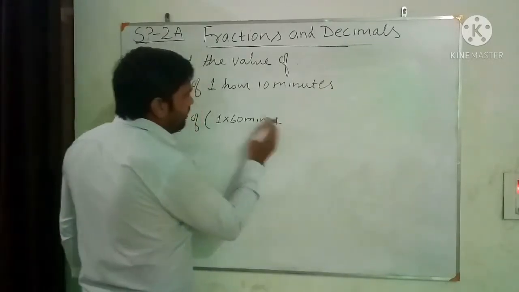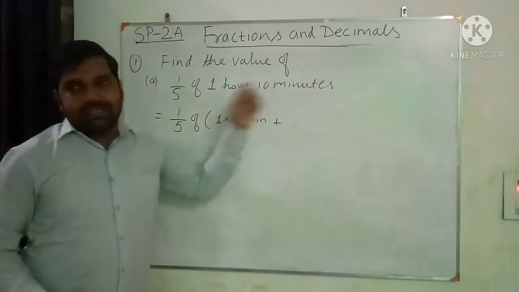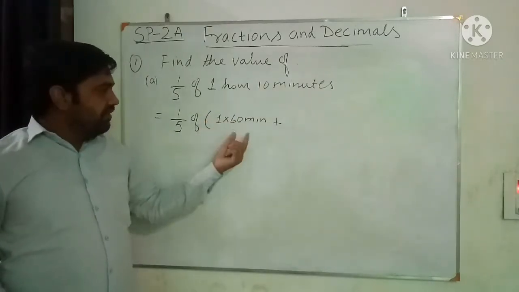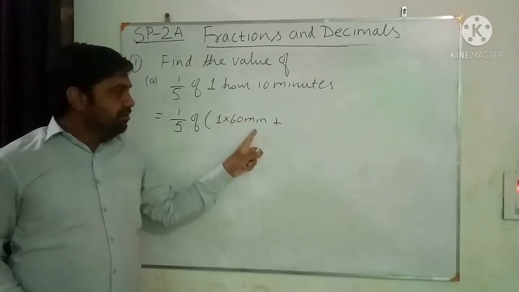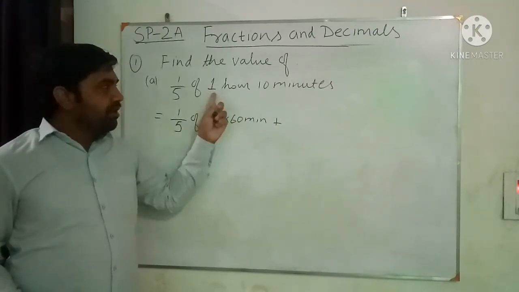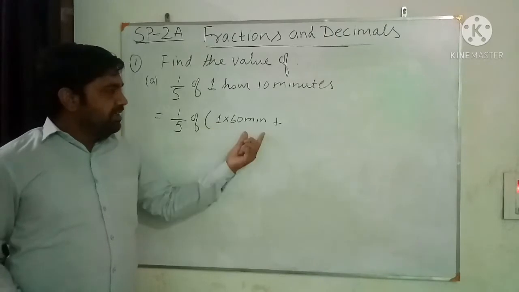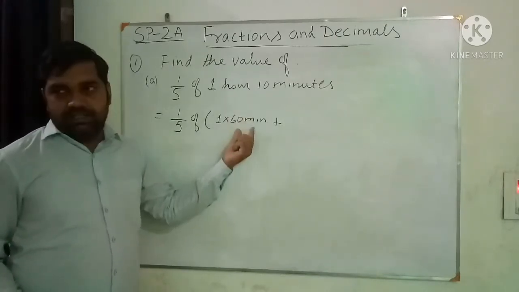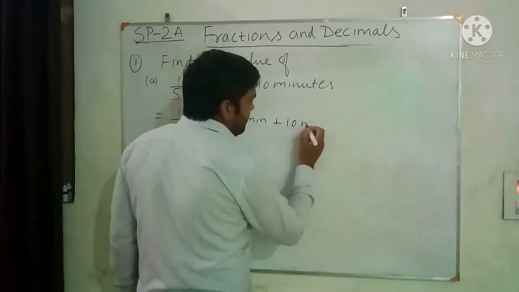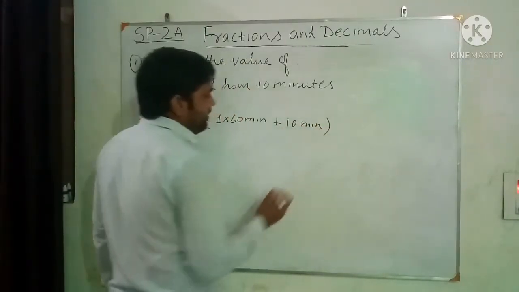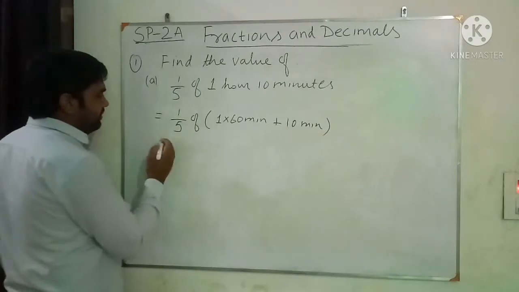Plus, now this 1 hour 10 minutes means 1 hour plus 10 minutes. So 1 hour is converted. We converted the 1 hour into minutes, and 1 hour equals 60 minutes, so 1 multiply 60 minutes. Now 1 hour is equal to 60 minutes, plus 10 minutes. Now we add this.